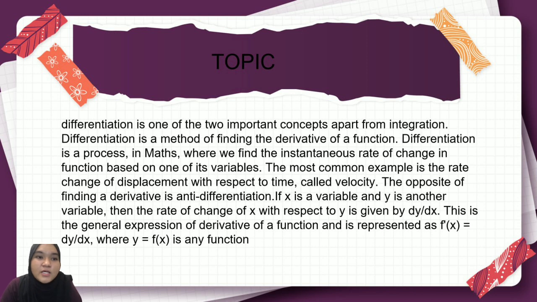If x is a variable and y is another variable, then the rate of change of y with respect to x is given by dy per dx. I think this is the general expression. The differentiation of the function with respect to x is f'(x) equal to dy per dx, where we are using y equal to f(x), which is any function.